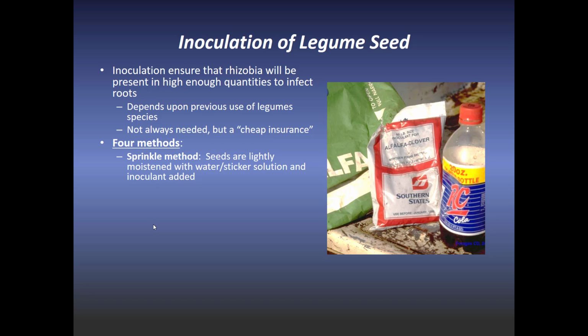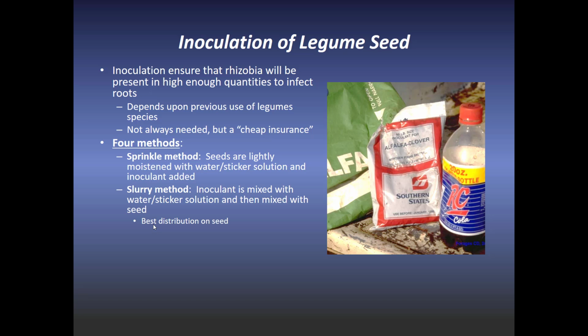There's the sprinkle method, where we lightly moisten seeds with a sugar water solution and then add the inoculant. Now, the picture on the right is a bottle of soda that has been allowed to go flat. In other words, the carbonation is gone. So it basically is sugar water. And then next to it is a bag of inoculum. It's peat-based inoculum, a black inoculum, for both alfalfa or clover. And so in this case, you would take the soda, the sugar water, put it on the seeds, mix it around so they're lightly moistened, and add the inoculum.